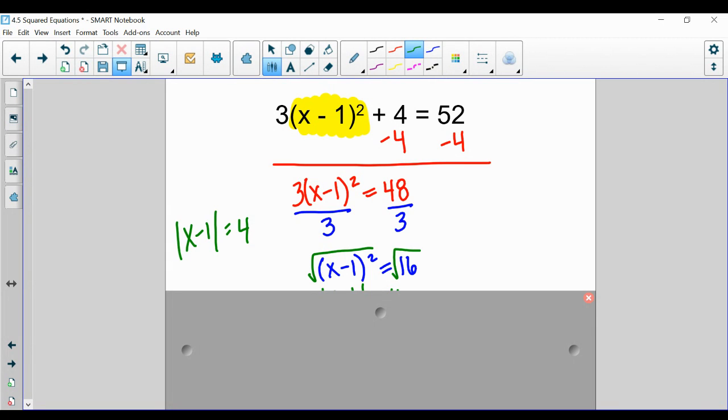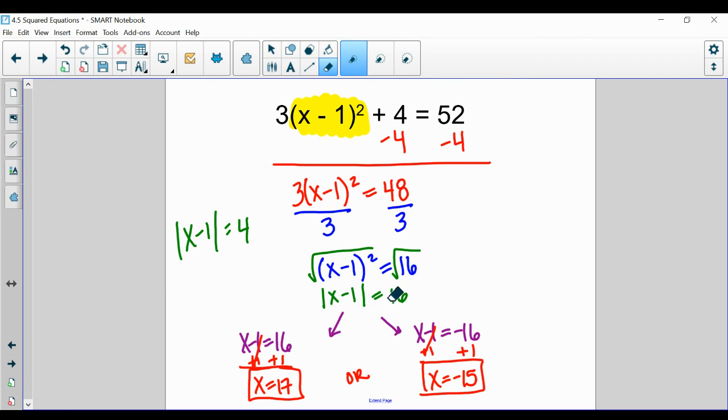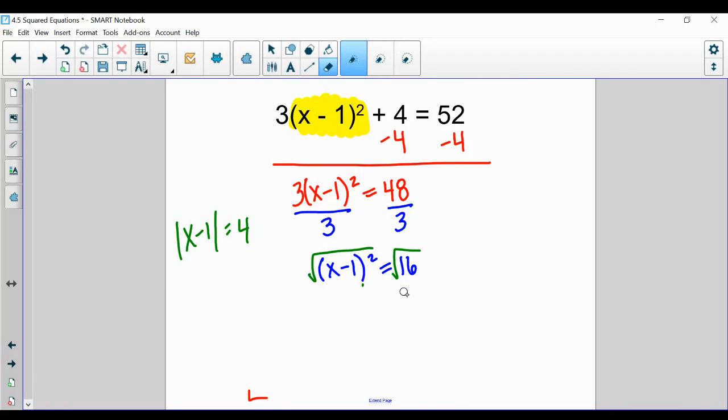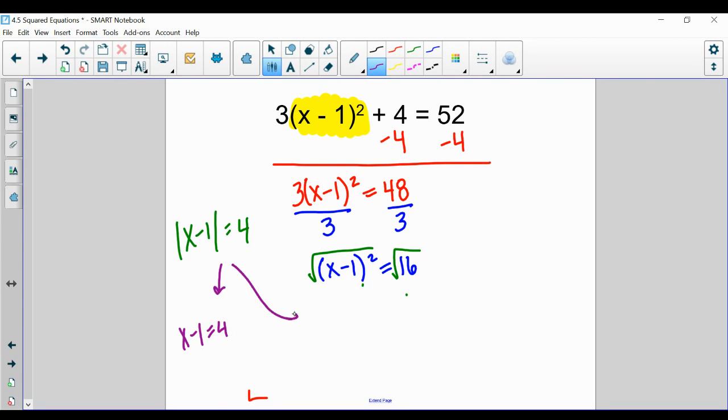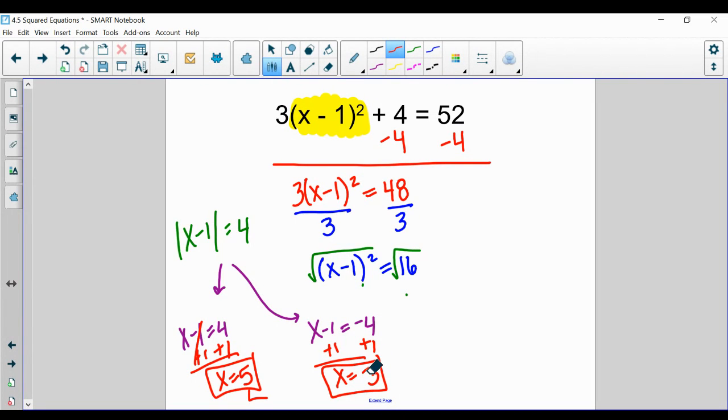All right. So then I have my two equations. We're going to erase all of this quick. There we go. So we're going to have x minus 1 equals 4, or we're going to have x minus 1 equals negative 4. So I add 1 to both sides. So my two solutions are either going to be x equals 5 or x equals negative 3.